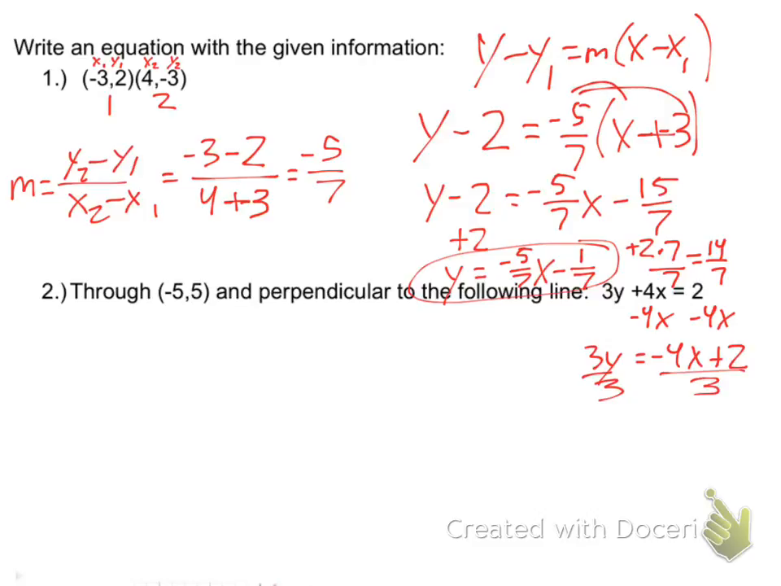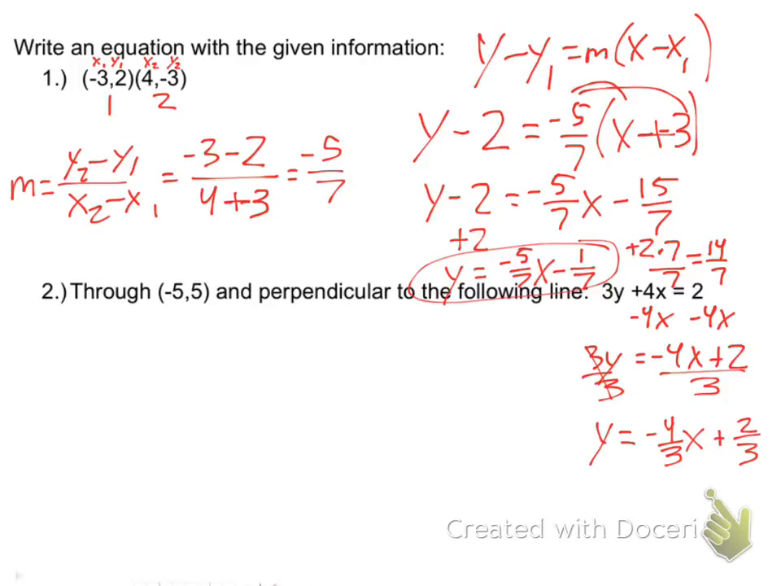Now, we could simplify this, because that's the proper thing to do. And so when I do simplify this, the 3's cancel. I get y equals what? Negative 4 thirds x plus, no, 2 thirds. Remember, each piece gets divided by the common denominator of 3. So, what's the slope? It's negative 4 thirds.